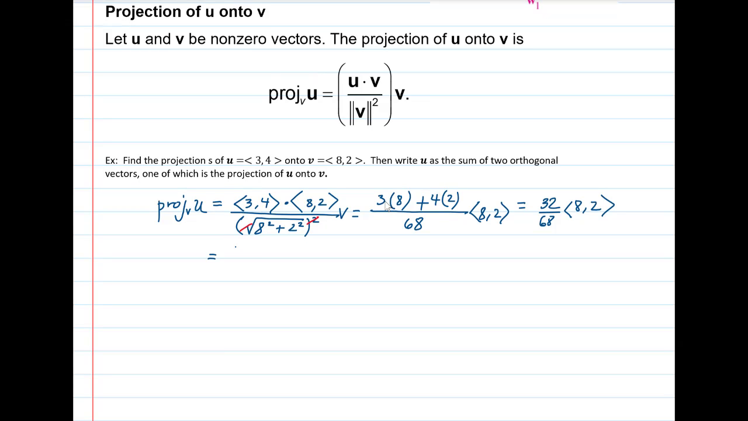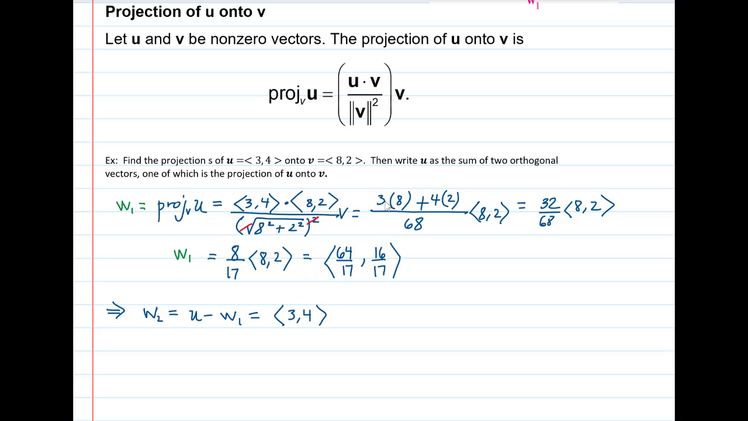Simplifying a little bit, we get 8 over 17 times our vector (8, 2), and we go ahead and distribute the scalar 8/17 to each component. We get the vector (64/17, 16/17). All right, so this projection is our w1. Once we have our w1, we can find w2 by subtracting this vector w1 from u, because the idea is to write u as a sum of two orthogonal vectors.